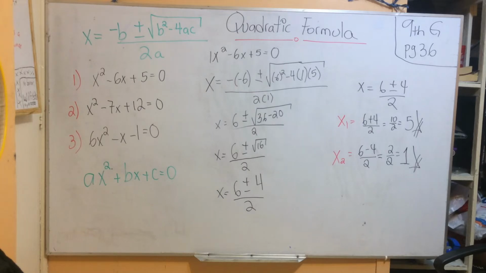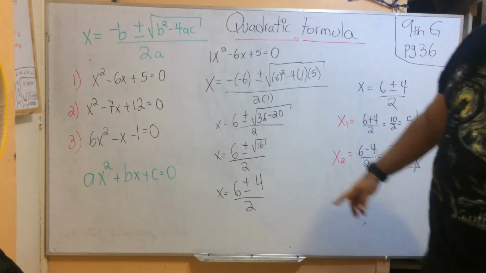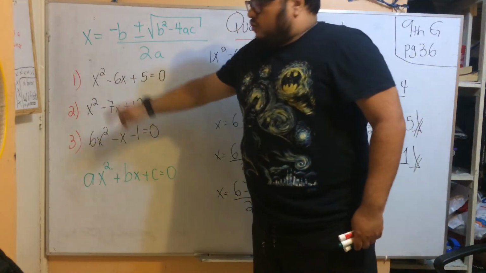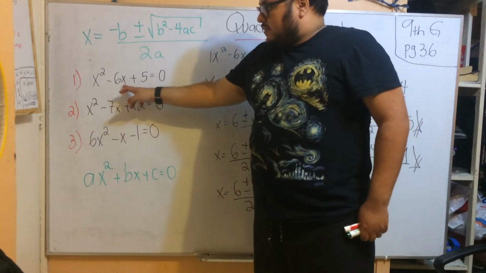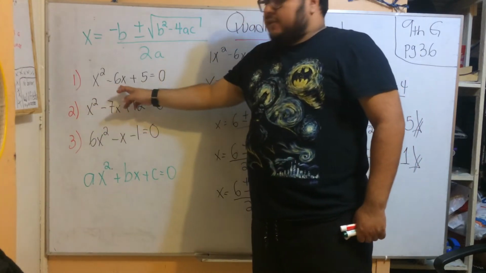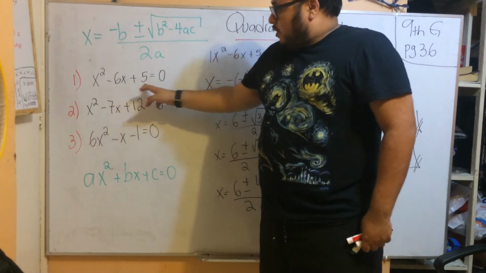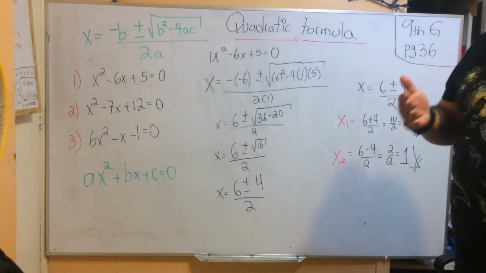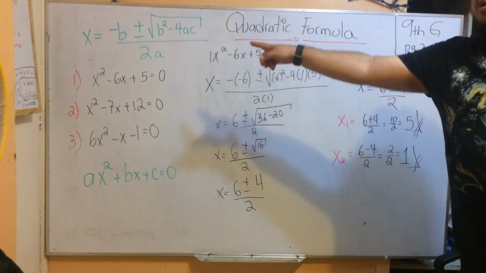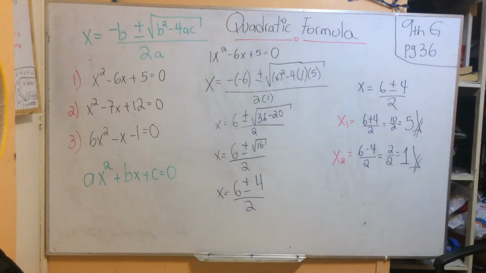How do we know that it's true? Let's take the answer 1 because it's easier. Let's bring it here. 1 squared is 1. Minus 6 times 1 is 6. So 1 minus 6 is minus 5, plus 5 is 0. That's how we know that our answer is correct. We take the value of x, put it into the original equation, and the answer is 0.